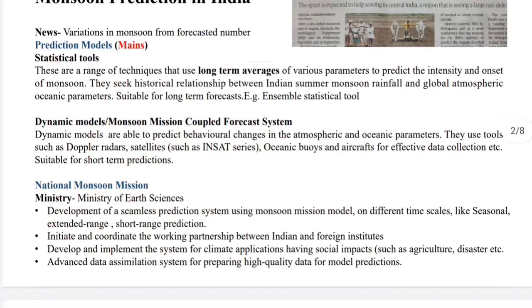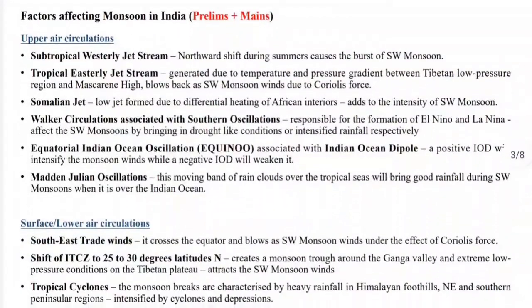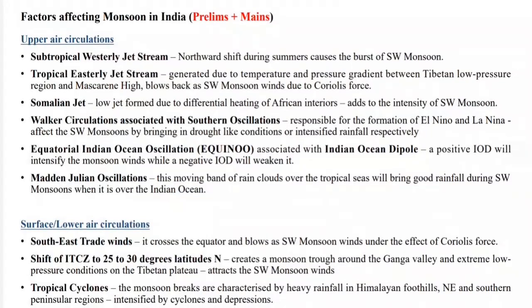So let us now look into the factors that affect monsoon in India. It is important from both the prelims and mains point of view. Each and every factor mentioned here has the scope for individual discussion, but we shall limit our discussion to a brief one. So we can classify it into upper air circulations and the lower air circulations.